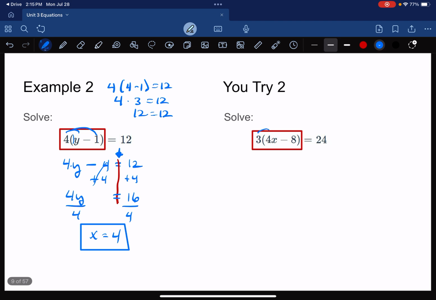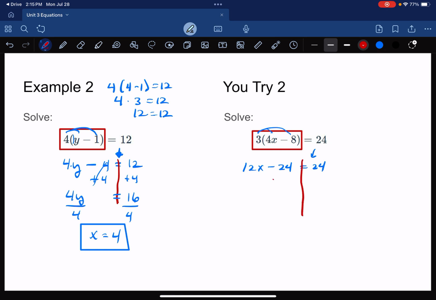All right. Hopefully you did that. 3 times 4x is 12x. Positive times negative is negative. 3 times 8 is 24. And I'm just bringing down my equals 24. Okay? 2 sides of the equation.